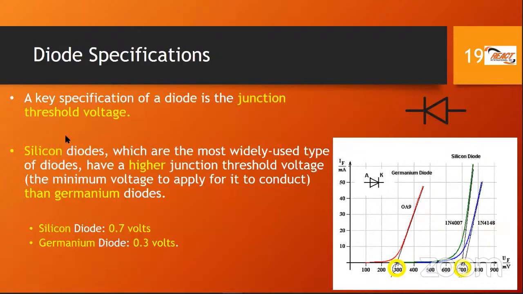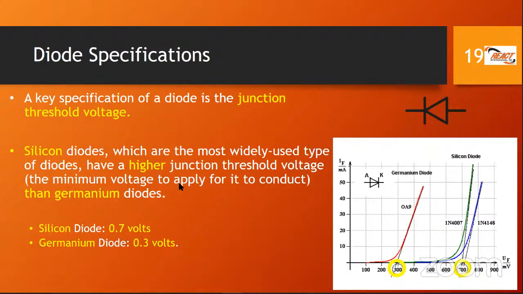And we need to know that silicon diodes will have a different junction threshold voltage from the germanium diodes. So if we read here, it says that silicon diodes, which happen to be the most widely used type, most popular, have a higher junction threshold voltage. And the note says that the junction threshold voltage is the minimum voltage you need to apply to the diode for it to conduct electricity. If you don't cross that value, it does not conduct electricity. The electrons will not flow.